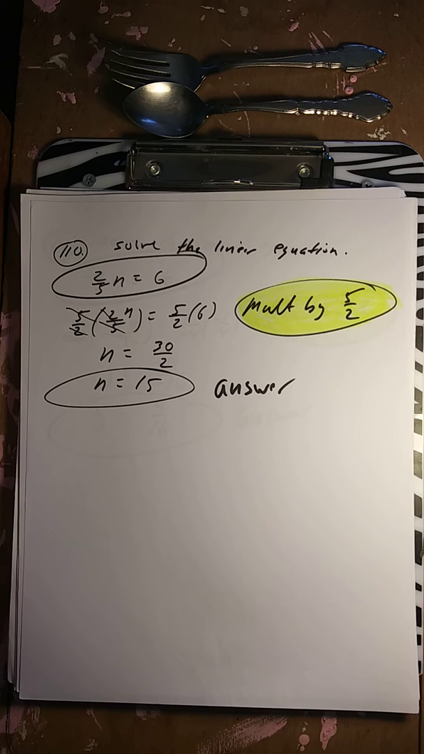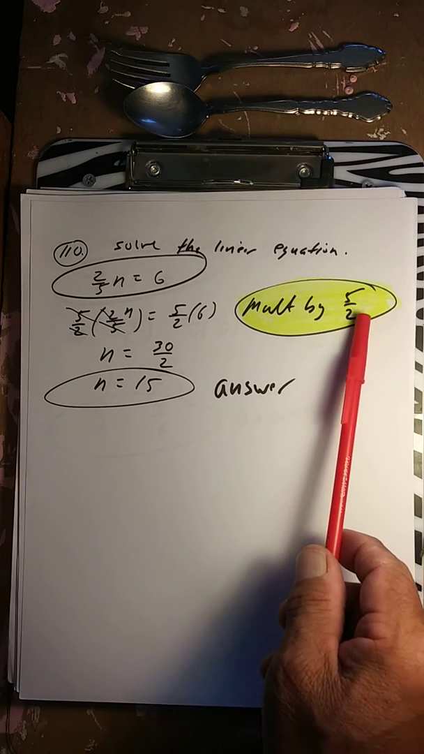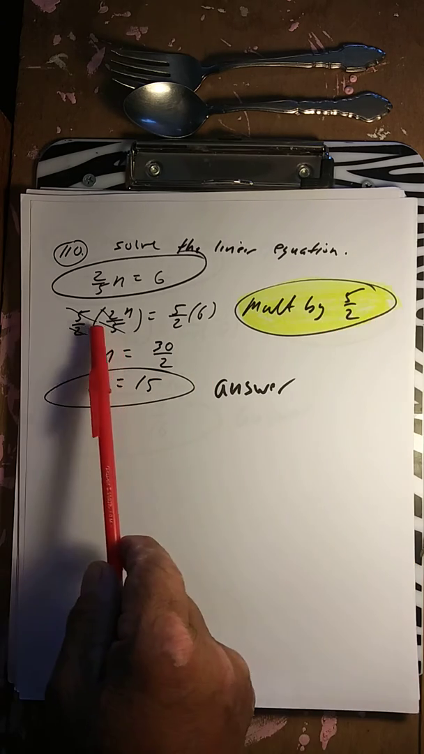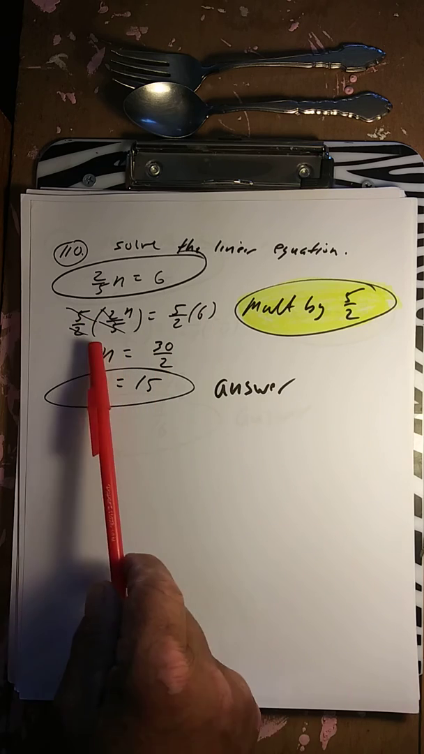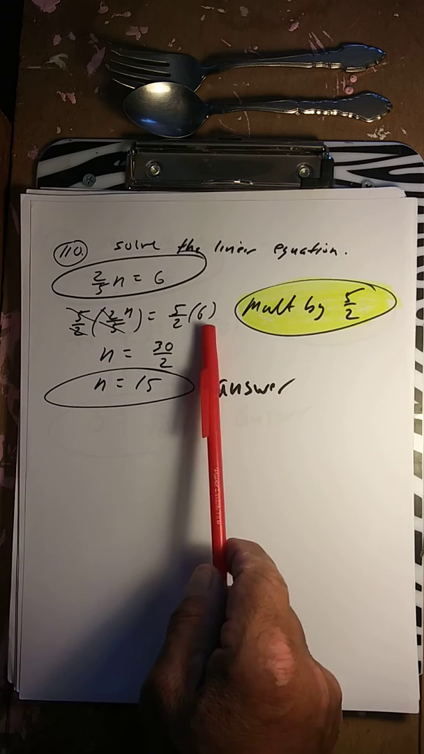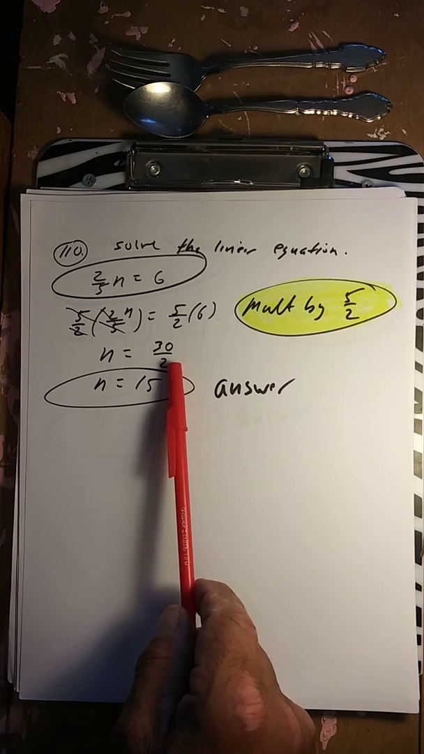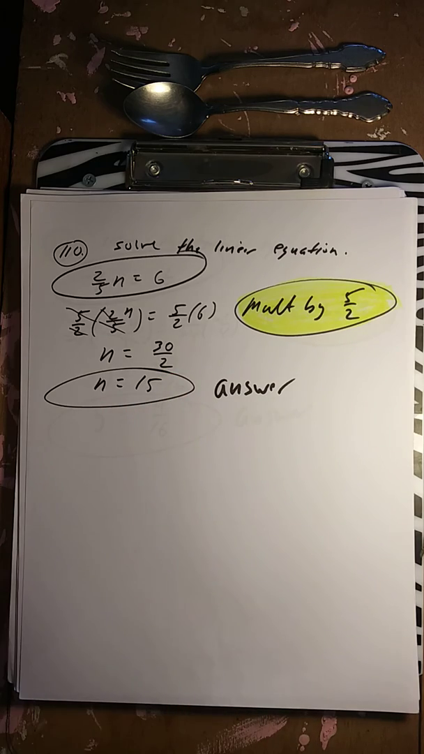All right, this one. We have 2/5 n equals 6. Solve the linear equation. Multiply by the reciprocal, which is 5 over 2 of this number here. 5 over 2, 5 over 2. These are gone. But this is going to be 6 times 5 is 30 divided by 2 is 15.